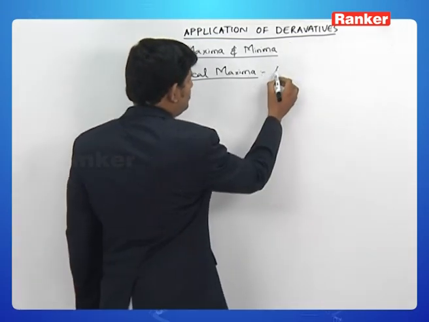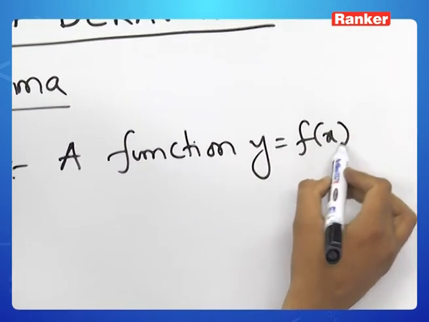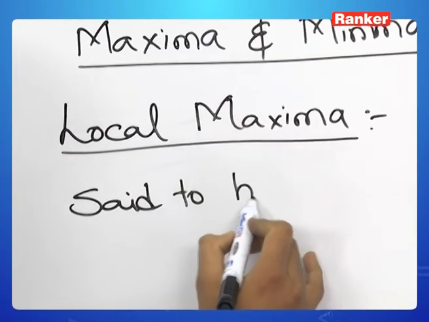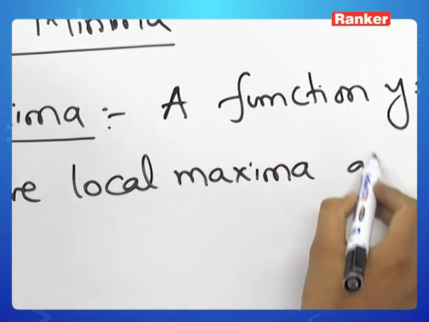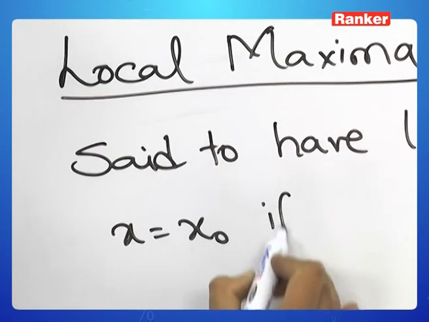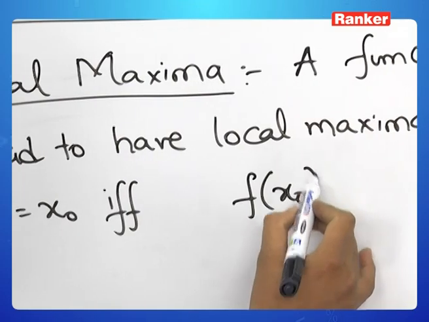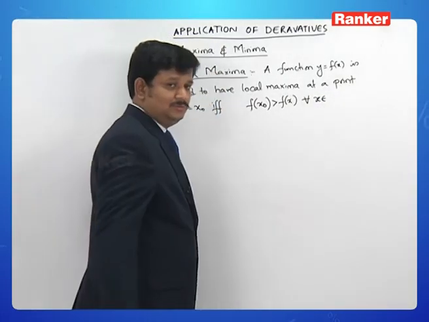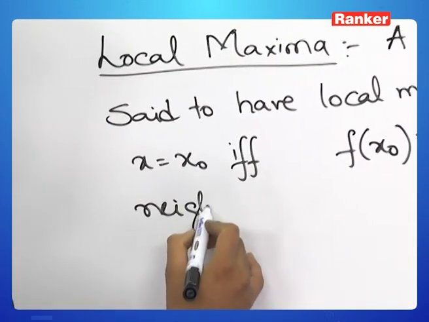A function y equal to f of x is said to have local maxima at a point x equal to x naught if and only if f of x naught is greater than f of x for all x belonging to the deleted neighborhood of x naught.